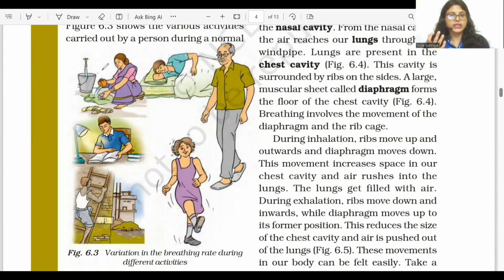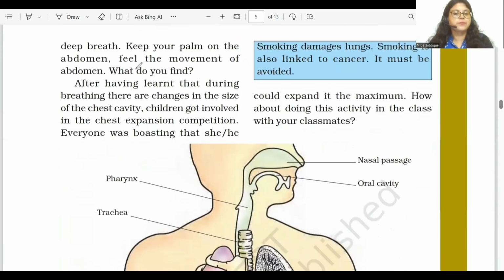So this movement of our rib cage can easily be felt. You can inhale and exhale and you can easily feel this movement. So take a deep breath. Keep a palm on your abdomen and you can feel the movement of the abdomen. What do you find? If you keep a palm on your abdomen and feel its movement, you can easily feel the inhalation and exhalation.